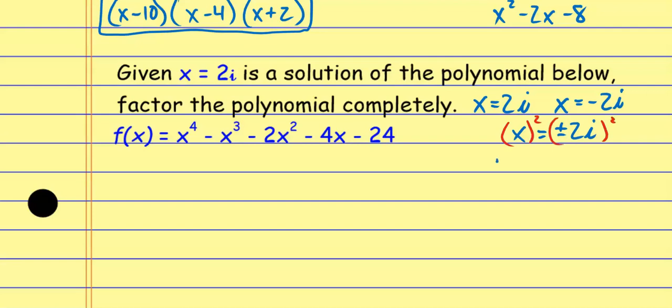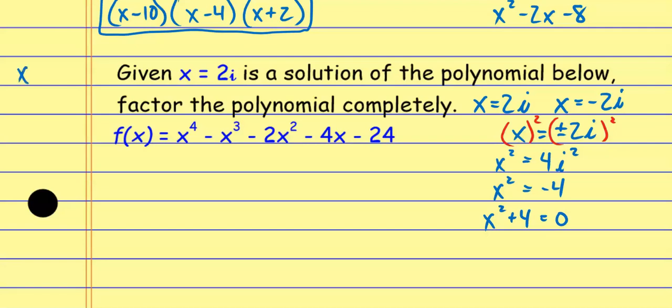If I square each side, that's x squared equals, well, that's going to be 4 times i squared. And i squared is negative 1, so that's minus 4. Okay? And now I could add that 4 over to the other side. I get x squared plus 4 equals 0. There's lots of different ways that you can get this. I could think of it like this.